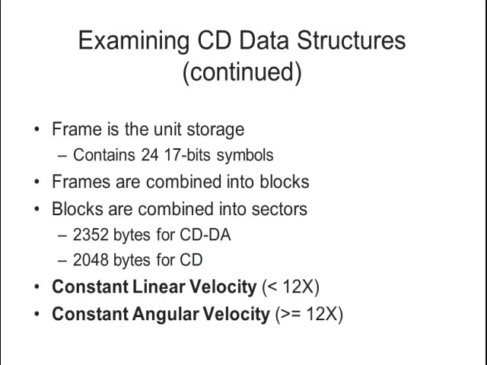A frame is the unit of storage and contains 24 17-bit symbols. Frames are combined into blocks. Blocks are combined into sectors. The slower technology is constant linear velocity. Constant angular velocity is a little faster.